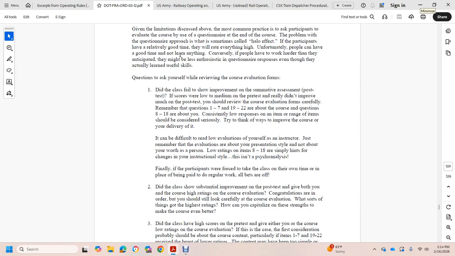Question: did you ask yourself, when reviewing the course evaluation form, did the class fail to show an improvement on the assessment post-test? Were the scores low, or did the pre-test really not improve with the post-test? You should review the course evaluation forms carefully.